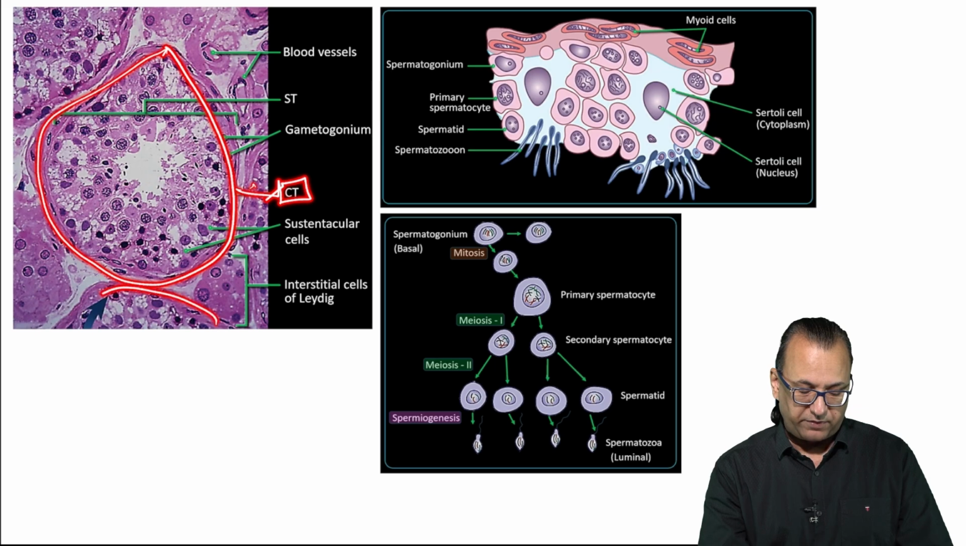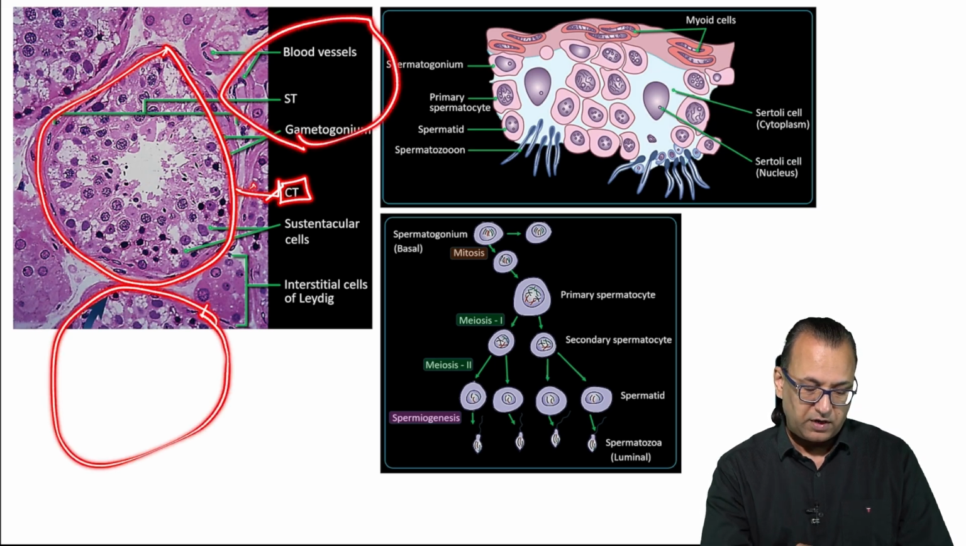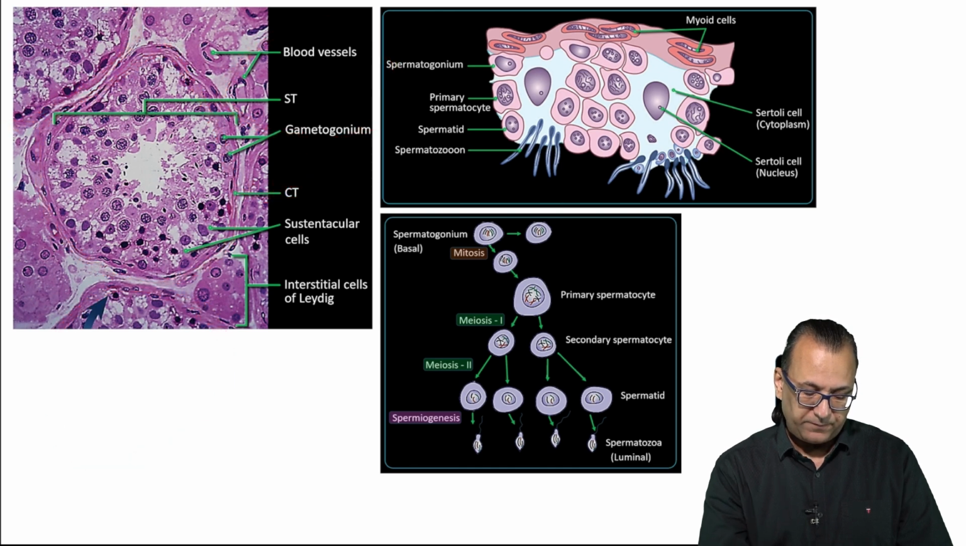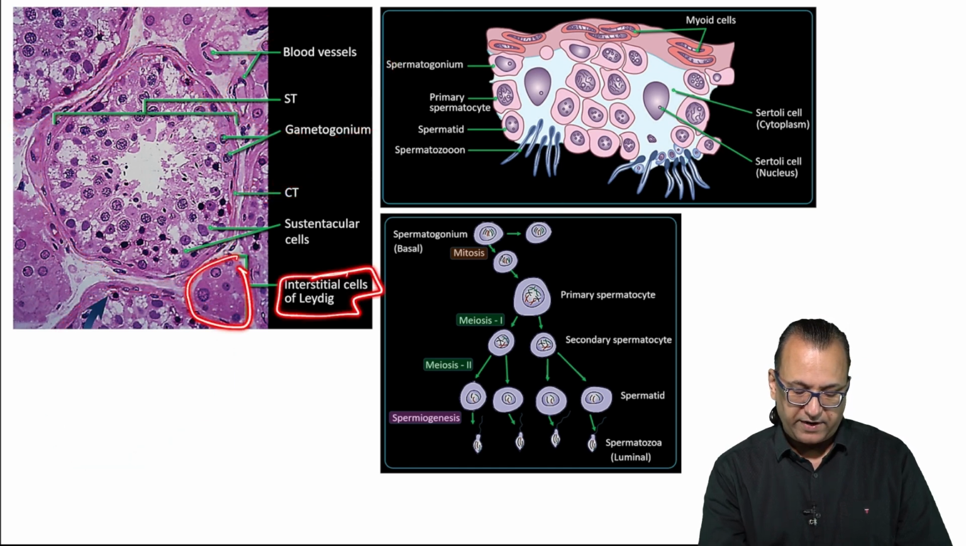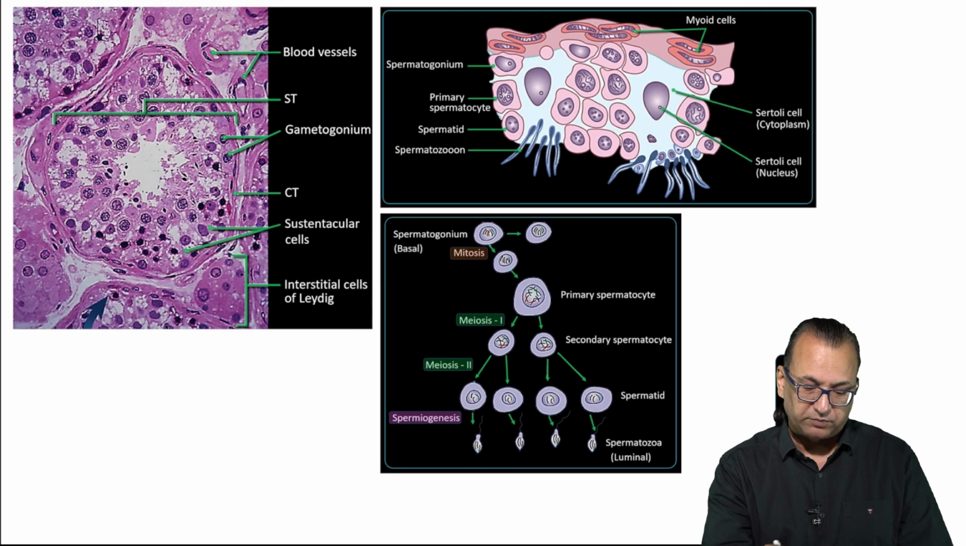This is another seminiferous tubule, and this is another seminiferous tubule here, and this is another one. In between, you will have the interstitial cells of Leydig, which will be giving us testosterone. They are very large cells, eosinophilic, and that is why pinkish, more pinkish. And these interstitial cells of Leydig, they will give us testosterone.